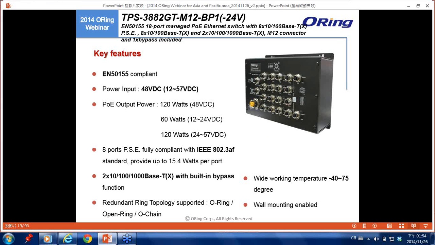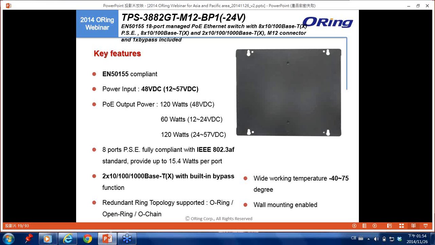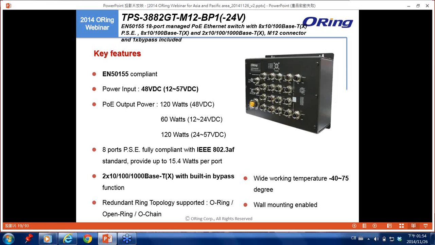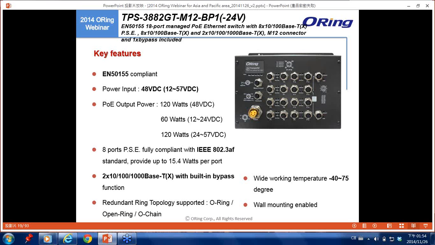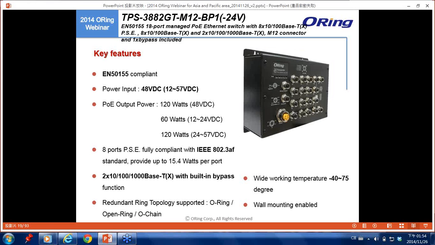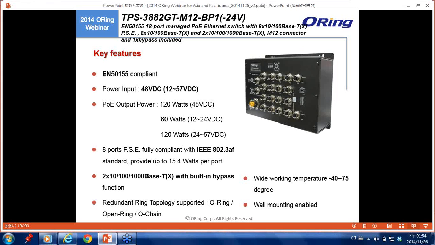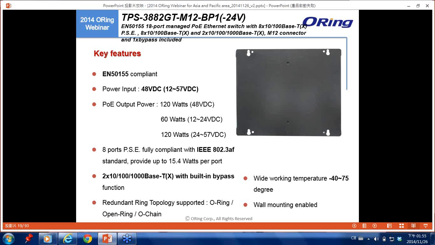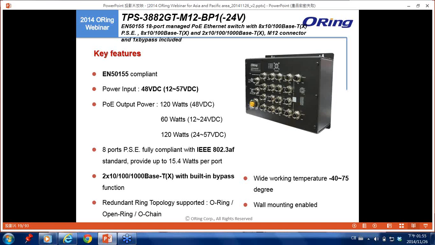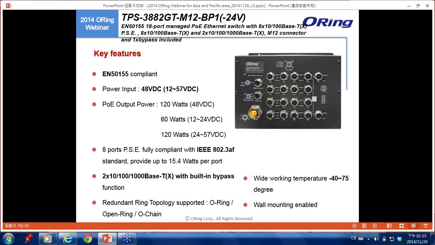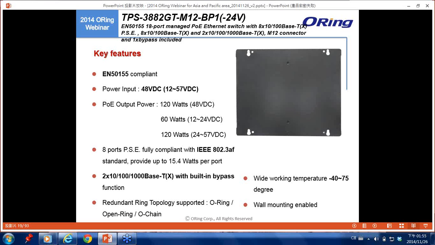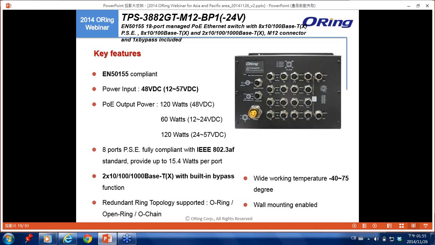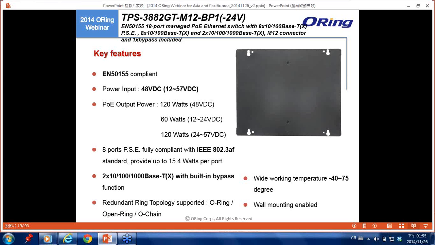Okay, so for another model, TPS 3882 GTM2 BP1. This model is pretty similar to the previous one, but the PoE ports will be only 8 ports. It's an 18 port managed PoE switch with 8 ports of 1000 PoE ports, and 2 additional gigabit ports, which are non-PoE, with M12 connectors and 1 pair of bypass. For this model as well, we have a 24 volt DC model.